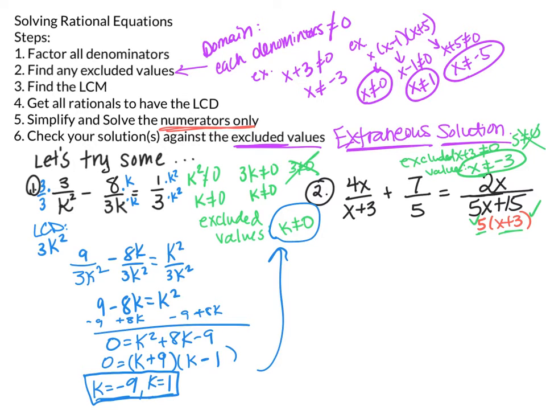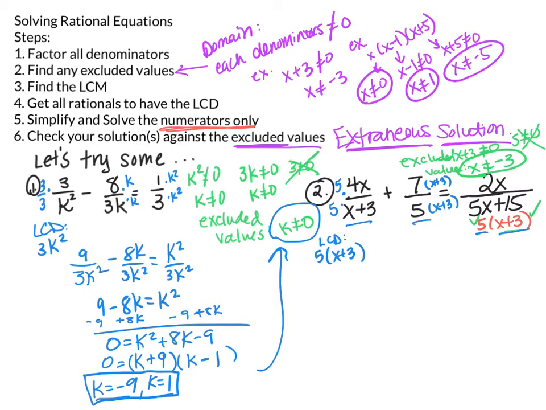Let's go solve our equation. Okay, so I look at all of my denominators. I've got an x plus 3, I've got a 5. I've got a 5, I've got an x plus 3. So the least common denominator is going to be 5 times x plus 3. Now I need to see what I'm going to multiply by. The first fraction is going to need to get multiplied by a 5. The second fraction is going to need to get multiplied by an x plus 3. But the last fraction already has all of it, so I don't need to do anything to it.